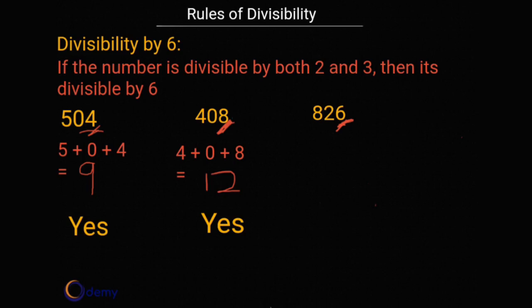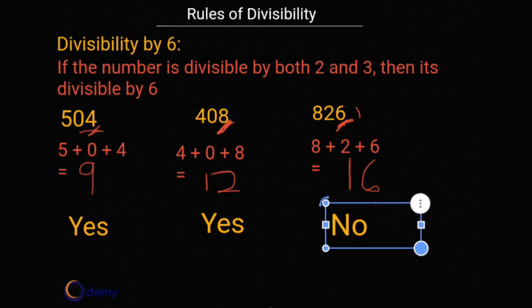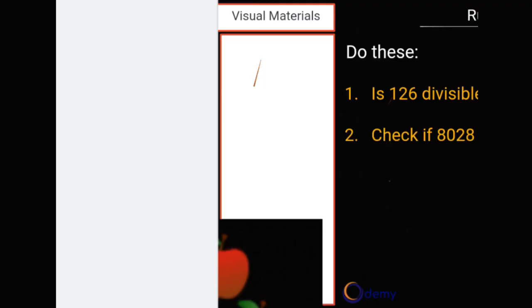So for it to be divisible by 3, we have to add the digits 8, 2 and 6. So what is 8 plus 2? 8 plus 2 equals 10. 10 plus 6 equals 16. Is 16 divisible by 3? No, 16 is not divisible by 3. But you remember that it satisfies that it is even, but it is not divisible by 3. That means the number 826 is not divisible by 6.